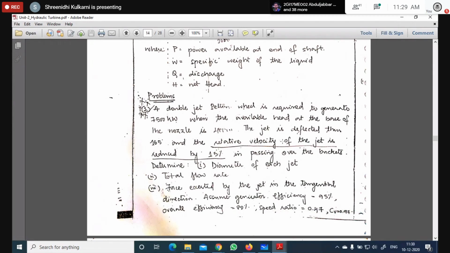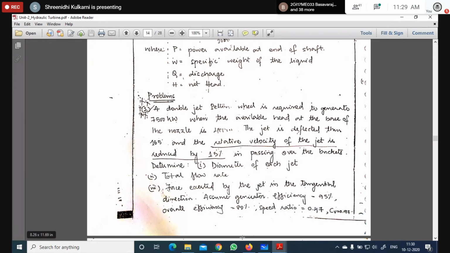So the relative velocity of the jet is reduced by 15%. So in this I want K, or instead of K, I am calling CB. What is CB? CB is nothing but the coefficient of bucket. So 100 minus 15 gives 85. So 85% is equal to VR2 by VR1. This is very, very important.